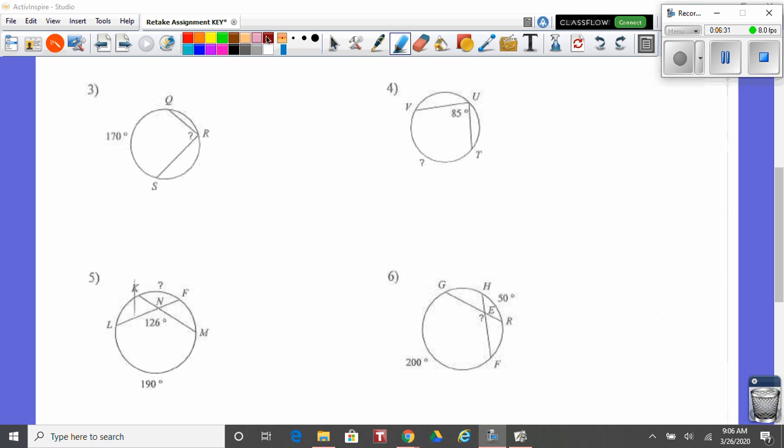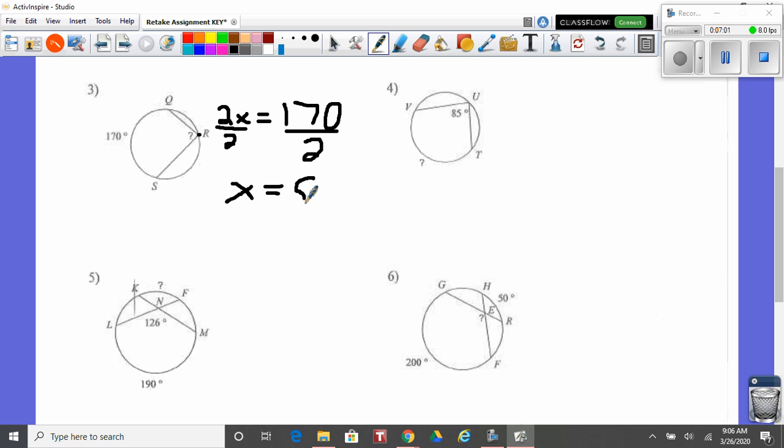Moving on to a second example, our next piece here, we have our angle, which is on the circle. Whenever it is on the circle, it is 2 times the angle equals the arc. So we have 2x equals 170. From this point, we divide by 2 on both sides. When we divide by 2 on both sides, you should get x equals 85.